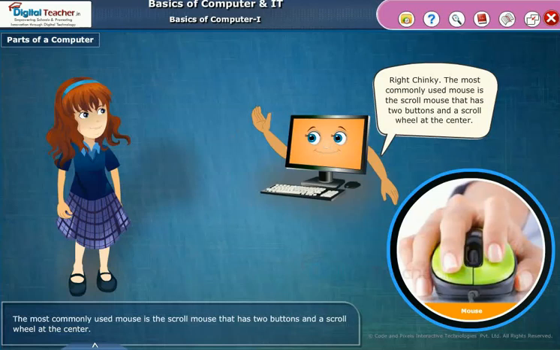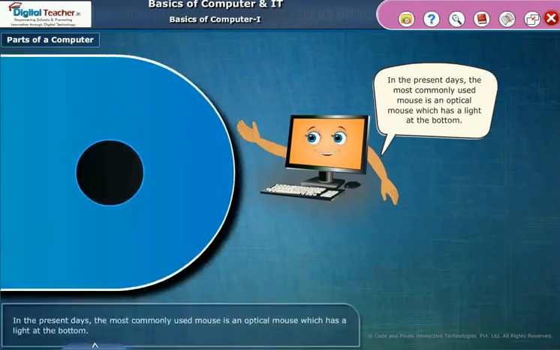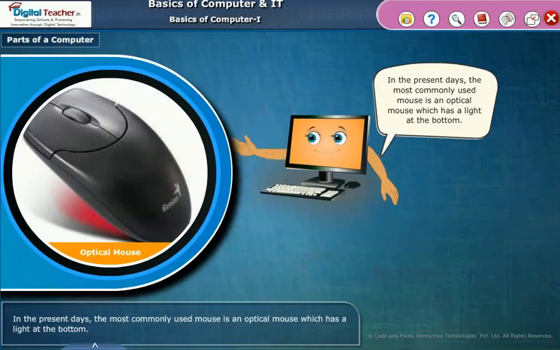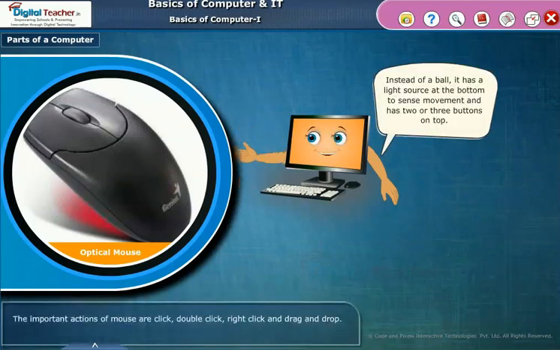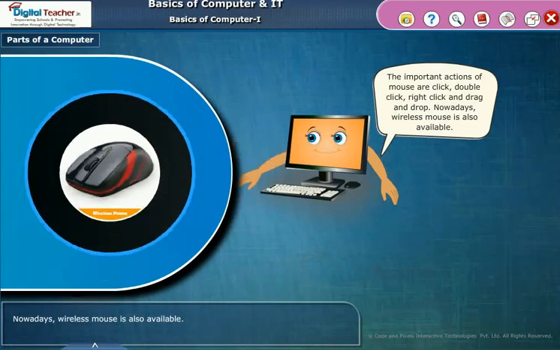Right, Chinky. The most commonly used mouse is the scroll mouse that has two buttons and a scroll wheel at the center. Earlier, mouse devices had a ball at the bottom to track the movement of the mouse on the surface. In the present days, the most commonly used mouse is an optical mouse. Instead of a ball, it has a light source at the bottom to sense movement and has 2 or 3 buttons on top. The important actions of a mouse are click, double click, right click and drag and drop. Nowadays, wireless mouse is also available.